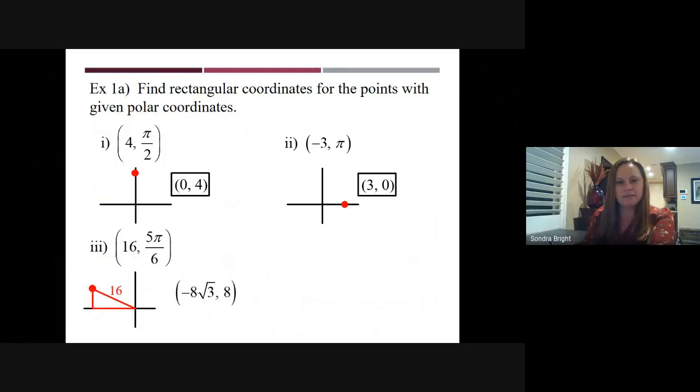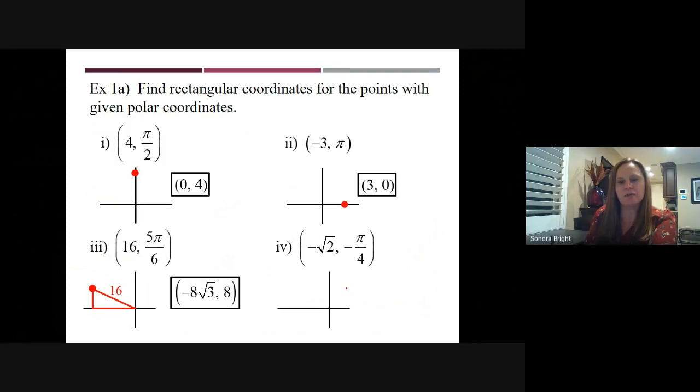All right. We're going to do the same thing here. Let's see, negative rad 2 and then negative pi over 4. So a negative pi over 4 would have had you turn this way and along that angle, but then a negative r means you're coming out this way. So, yeah, there's your point, right? And your r is a positive rad 2 now.